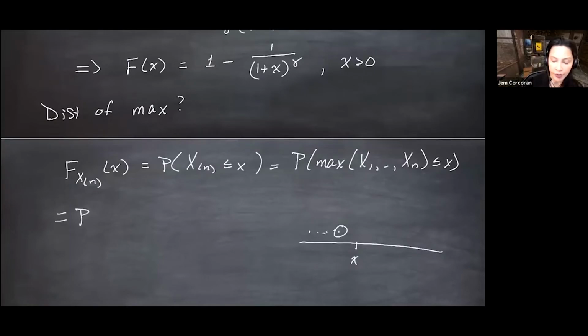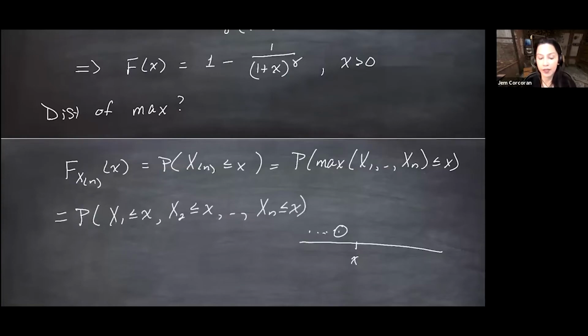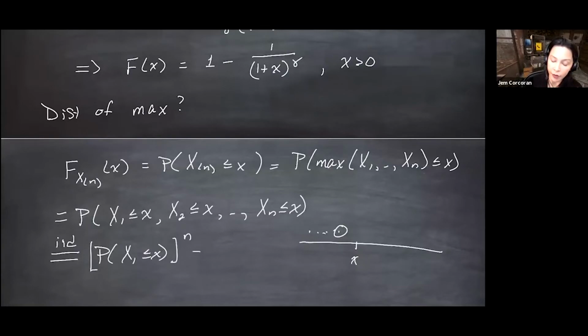This is the probability that x1 is less than or equal to x, and x2 is less than or equal to x, and xn is less than or equal to x. Because they're IID, you get to break this up into a product, and you get one of them to the nth power. So this is the CDF for one of them raised to the nth power.